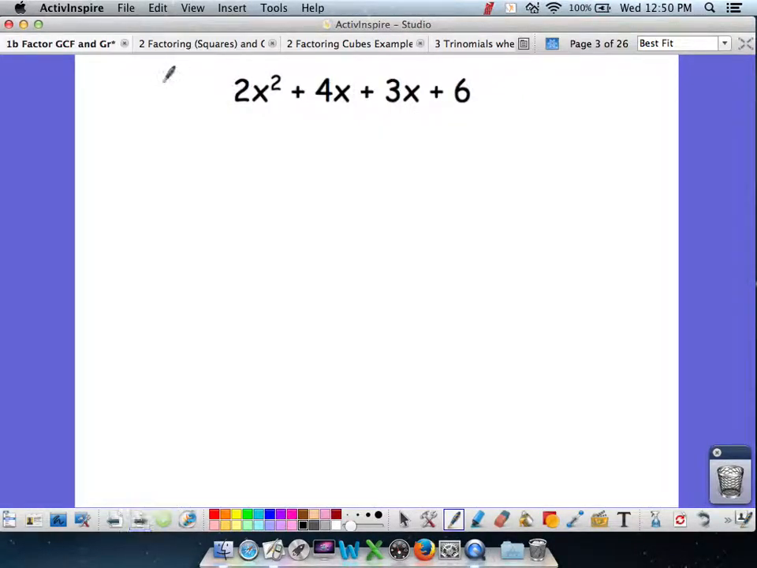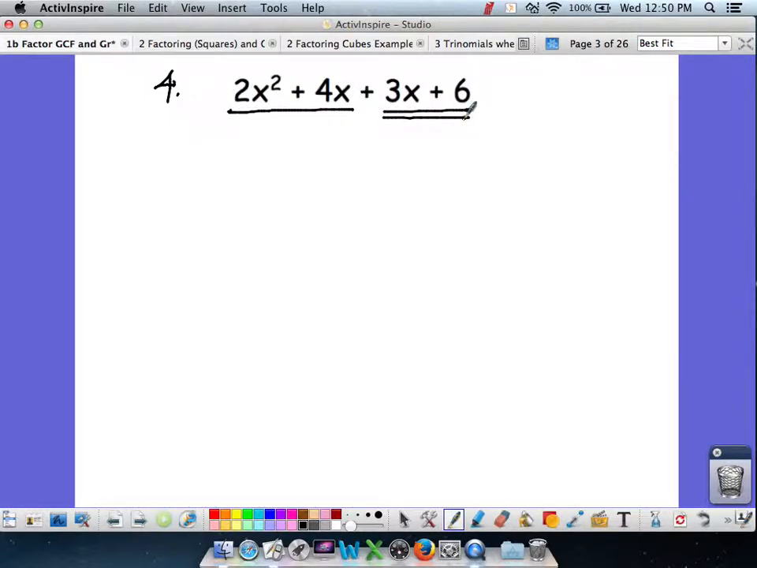Number 4, this is one that you have to work from scratch. This is called factor by grouping. That's what you want to do. You want to choose two terms and group them together where they have something in common. So if I look here, I'm going to say these first two terms, they have 2 and x in common. The last two have a 3 in common.